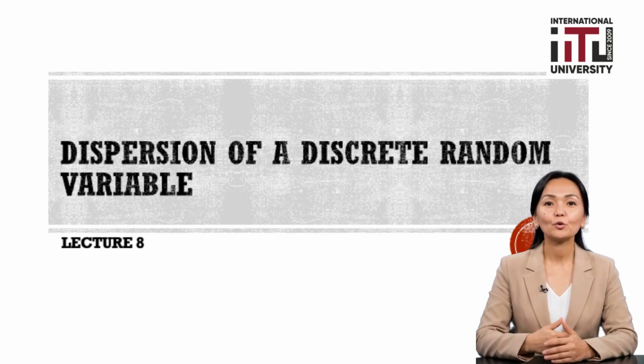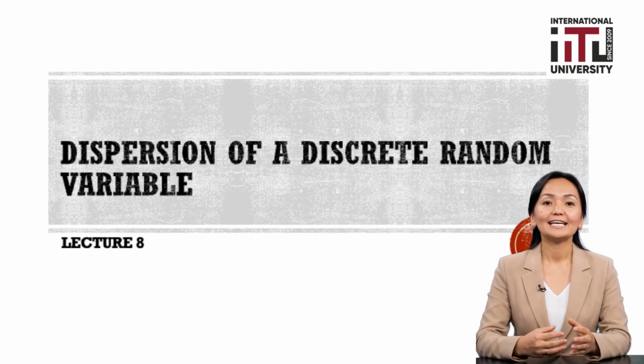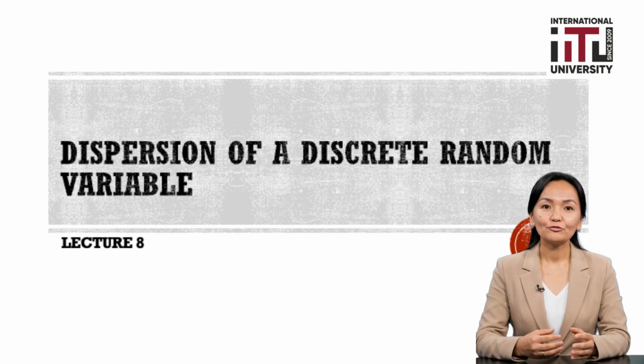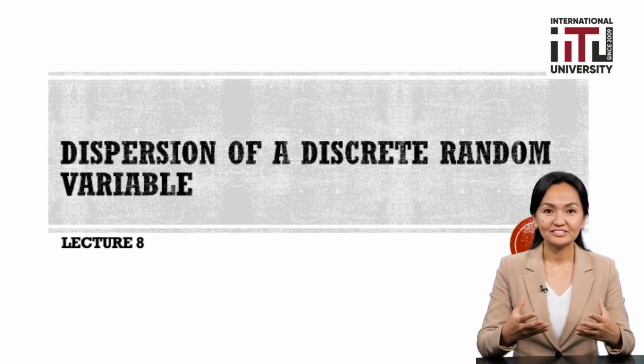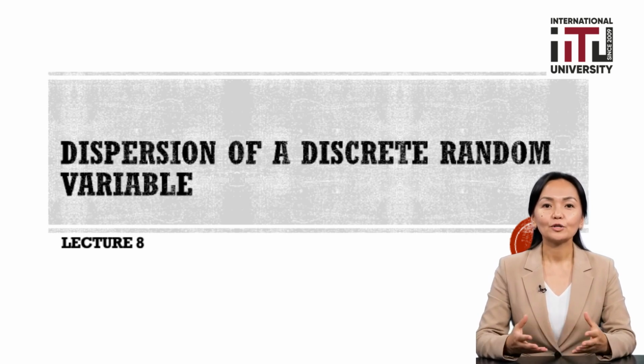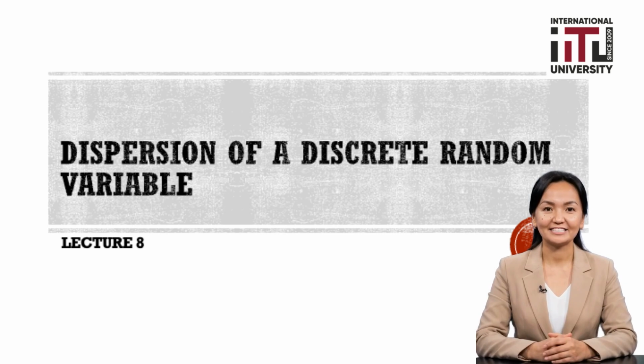Today we're going to explore a fundamental concept in statistics and probability, the dispersion of a discrete random variable. In simple terms, we'll learn how to measure the spread or variability of random outcomes. This is one of the most important topics in the entire course because understanding variability is essential in virtually every field, from finance and economics to engineering and the natural sciences.